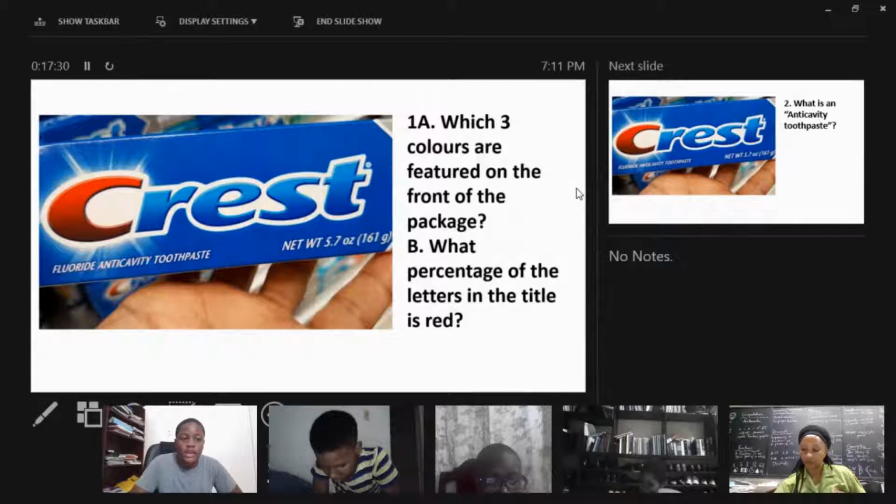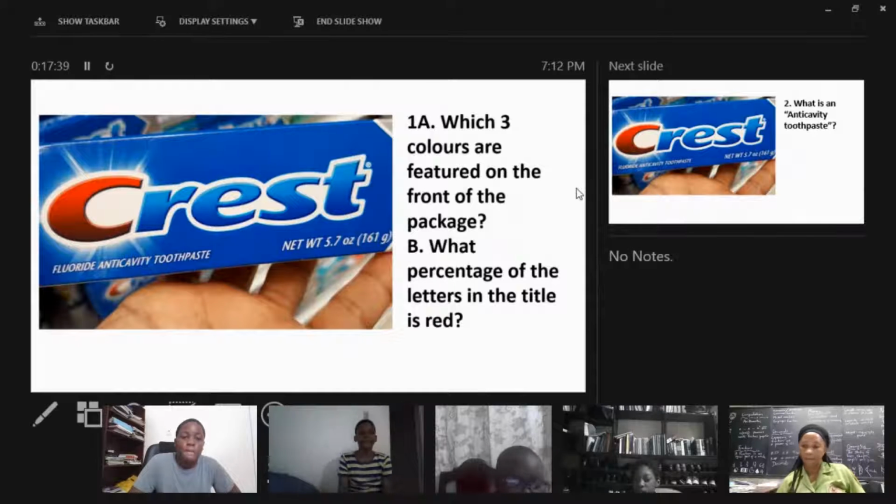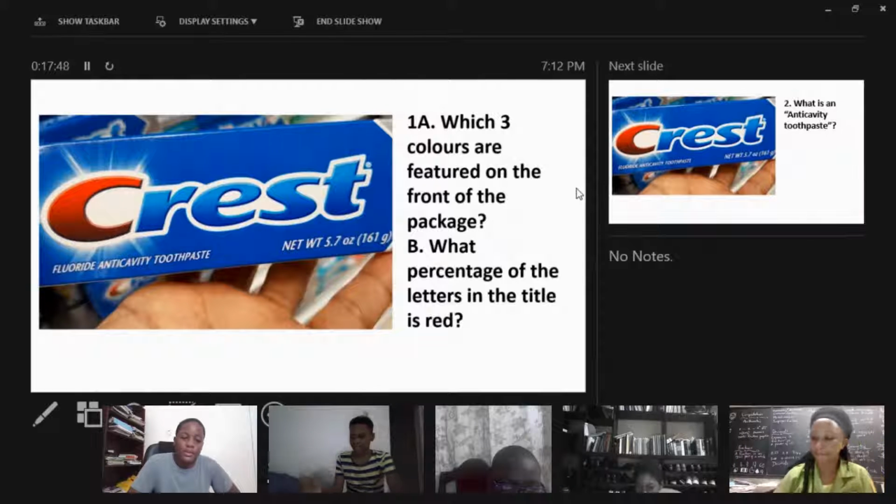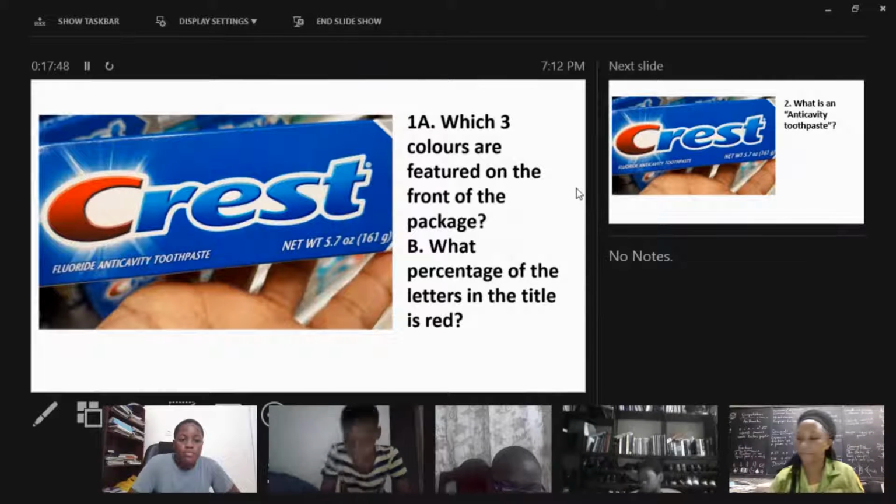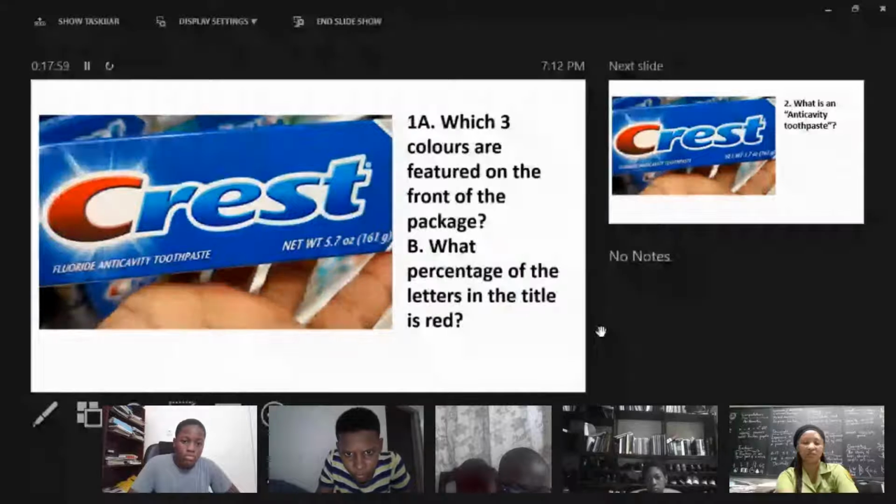Okay, Miss. 1A. Which three colors are featured on the front of the package? B. What percentage of the letters in the title is red? Miss, red, blue, and white. Okay, so red, white, blue, that is correct.